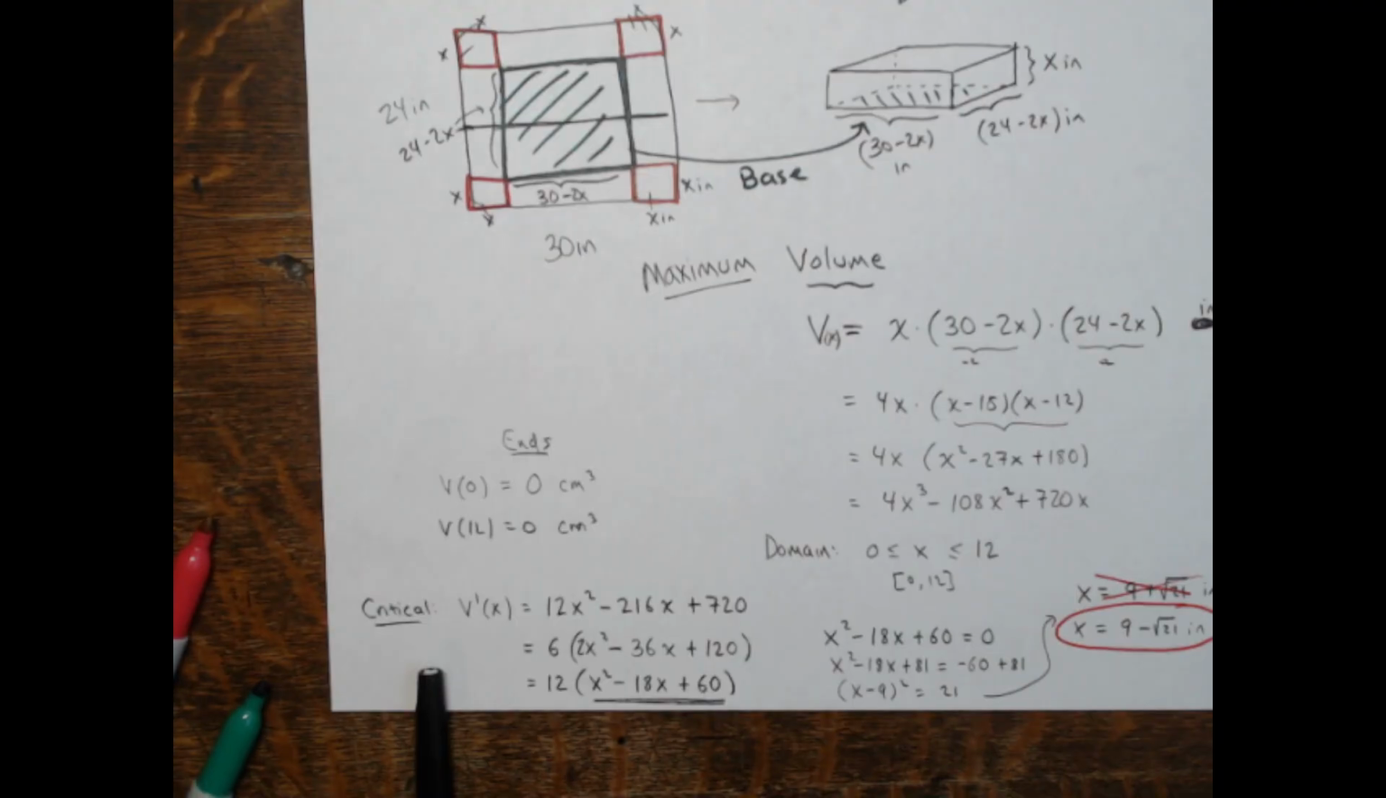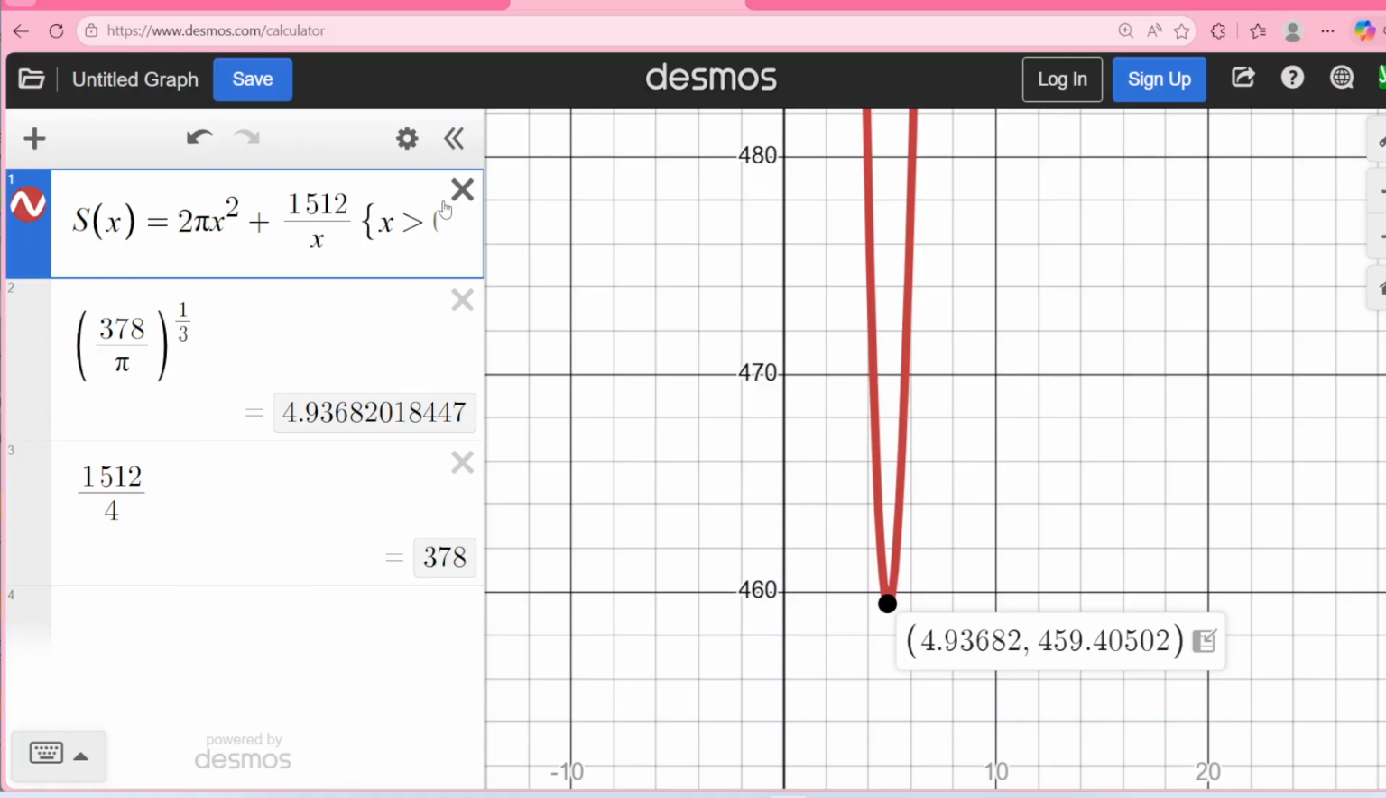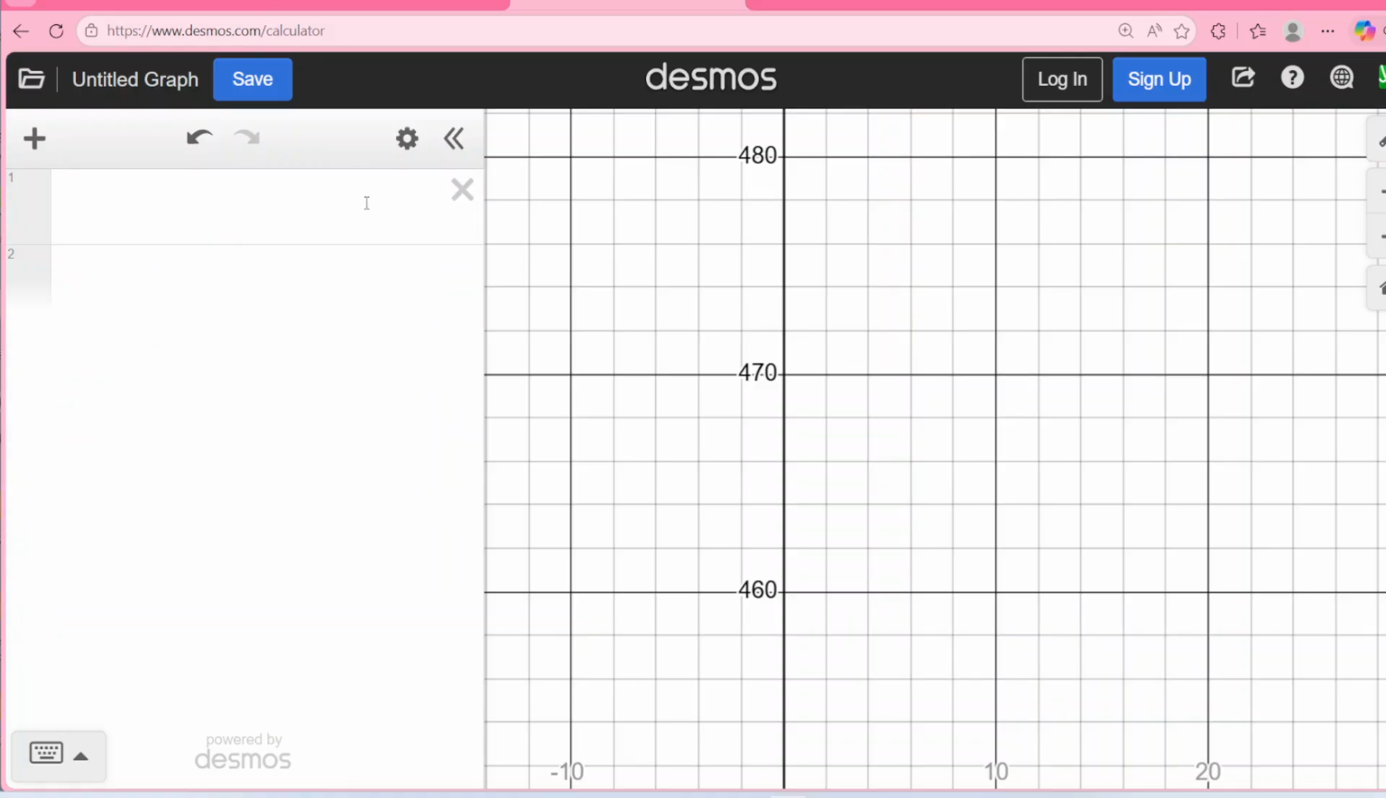Now, they did say you could round. And if I were to plug this in, we'd get the maximum volume. They don't want the maximum volume. They just want the value of x that I would have to cut out for those squares in the corners to get the box of largest volume. So again, just to doubly verify, because I made a little arithmetic error with that one problem that I happened to catch with Desmos here.